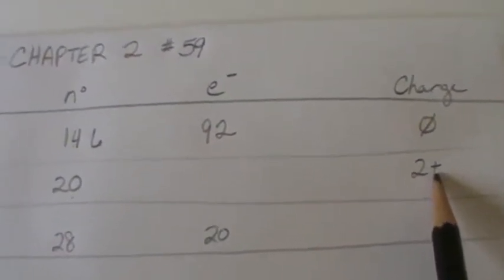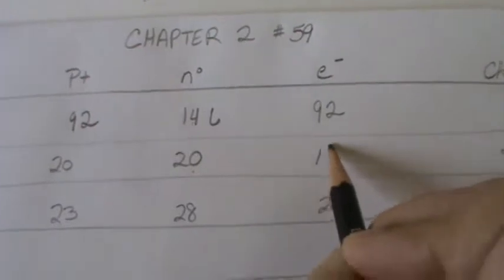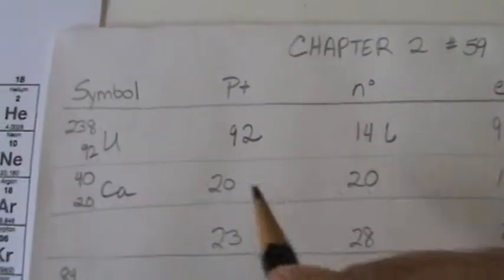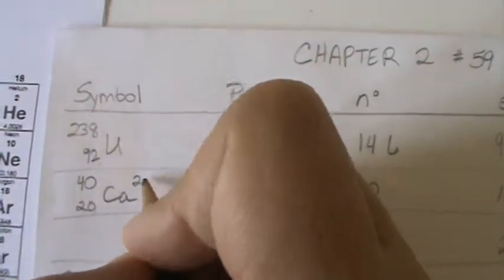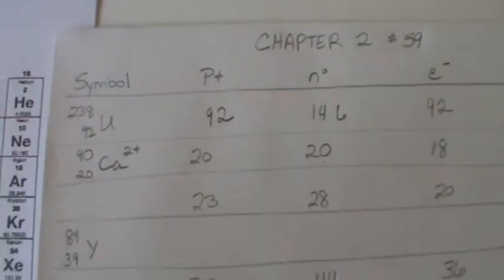Now we come over here and it's asking for number of electrons, but it tells us that we have a charge of 2 plus. So we have 2 more positive charges than negative charges, so we need to have 2 more protons than electrons. So that means we only have 18 electrons. Now we're going to come back over here and we're going to write a 2 plus next to our calcium symbol to finish that out.